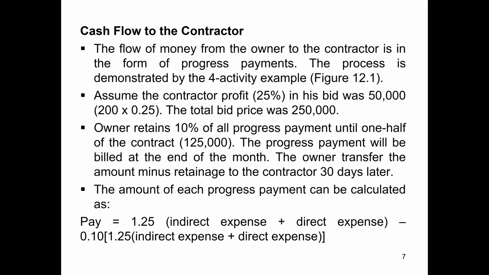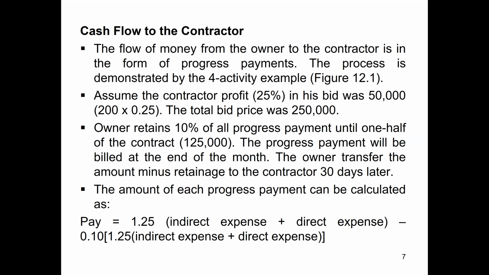Now, the owner retains 10% of the progress payment until 1/2 of the contract. So 250,000 is the total contract amount, so half the amount of the contract will be 125,000. The progress payments will be billed at the end of the month, so the contractor will submit the payment at the end of each month. The owner transfers the amount minus retainage to the contractor 30 days later. So now the owner will deduct retainage of 10% for half of the contract. Now the contract in our case is just a four-month contract, so it means that there will be a deduction for retainage for 2 months at the rate of 10%.